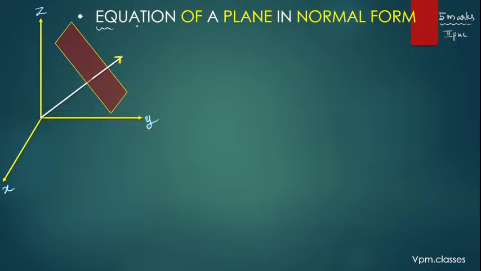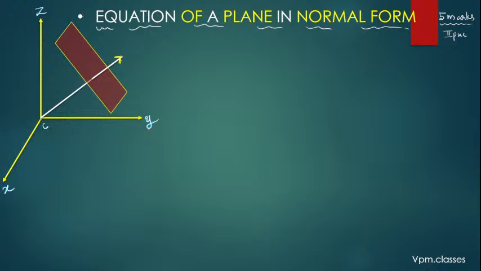Today we will derive the equation of a plane in normal form, which is going to be asked for 5 marks. So we'll see how to solve this question. Here is a 3D plane with a normal given. Any line perpendicular to the given plane is called a normal, right?